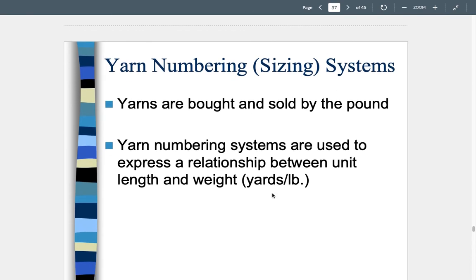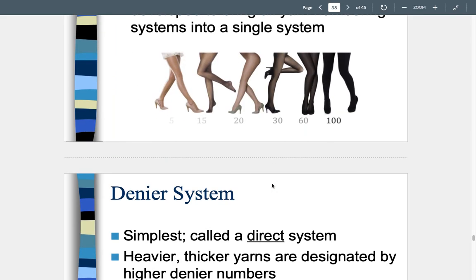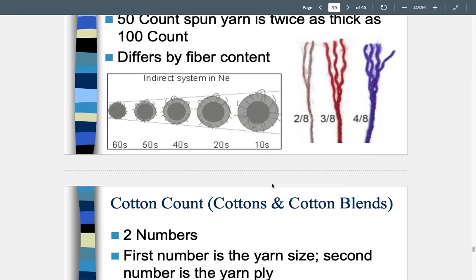Okay, so we're on 36 right now. So we're going to talk about the yarn numbering system. It's going to take us, I believe, to the end of the chapter. Let me just make sure.